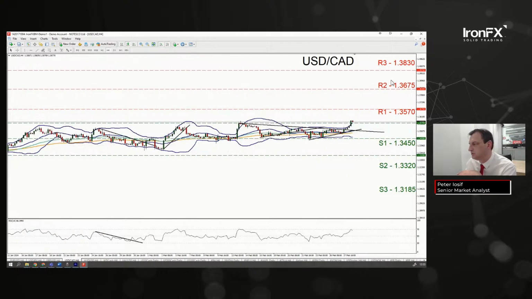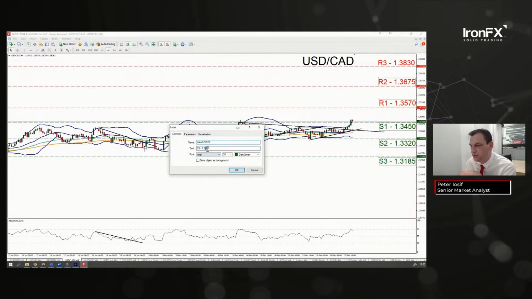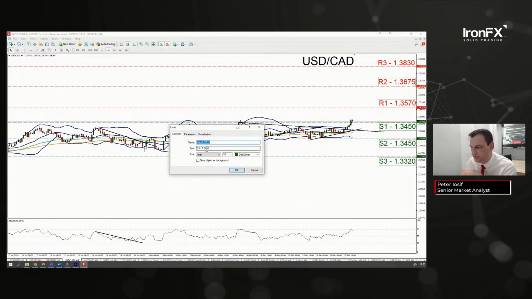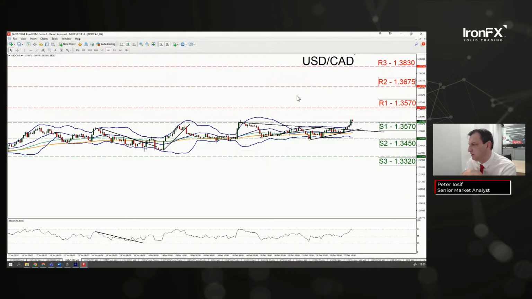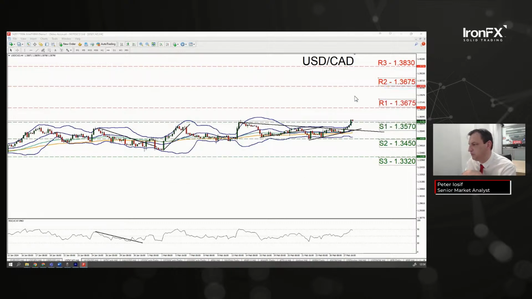Let's readjust the chart. Let's correct the labels, starting with the S3, which is now being placed at 1.3320, the S2 at 1.3450, the S1 at 1.3570, the R1 at 1.3675, the R2 at 1.3830, and the R3 at 1.3975.